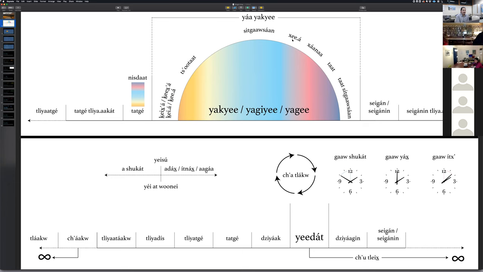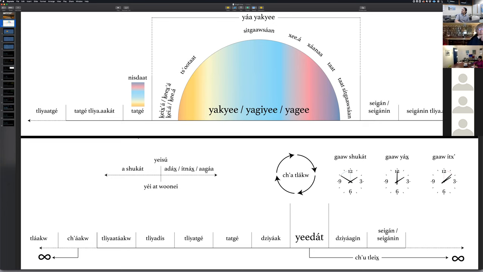Khi'a. Evening, Khana. And then the nighttime, taat. And midnight, taat sitgausan, or taat sitgamsan. And then tomorrow is sekanen, or sekan. And then yesterday, tatke.